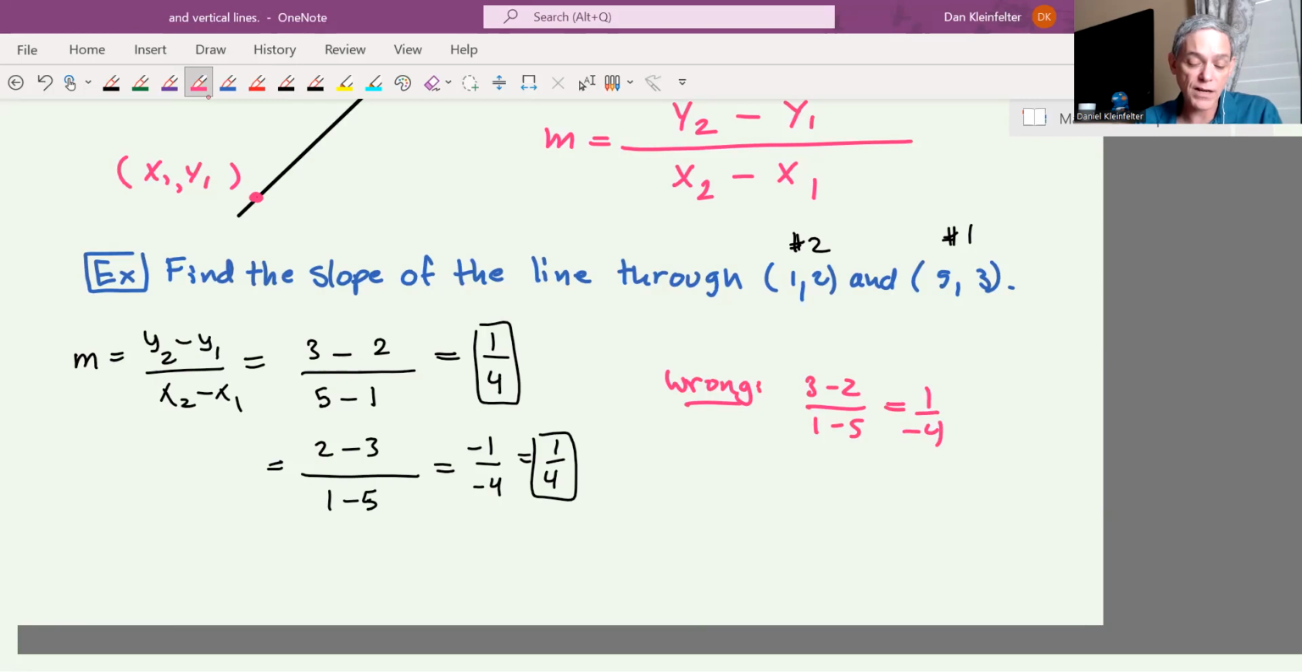Here I subtracted from right to left for the top, 3 minus 2, but then in the bottom I subtracted from left to right, 1 minus 5. So that's wrong. That's probably the number 2 mistake people make with this. The number 1 mistake is putting the x change on top. So remember also that it's the change in the y's on the top, the change in x on the bottom. So also wrong would be to have 5 minus 1 over 3 minus 2, or 4 for the slope. Remember that it's the y change on top, not the x change.